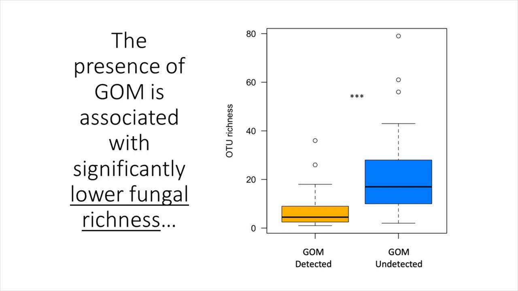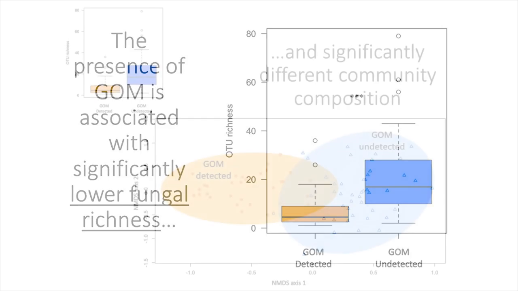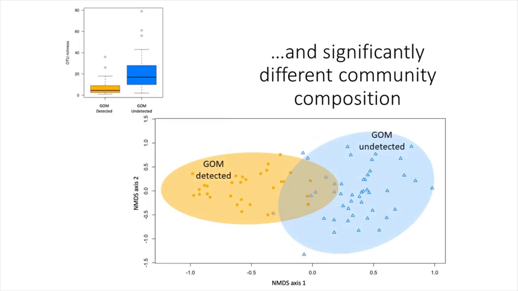But there's a massive difference in the diversity, and the kinds of species that you find when there's gom are quite different from the kinds of species that you find when there's no gom. So there is nothing neutral about gom.